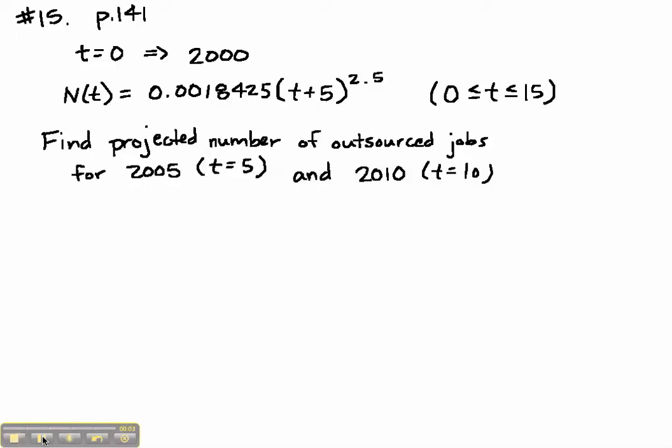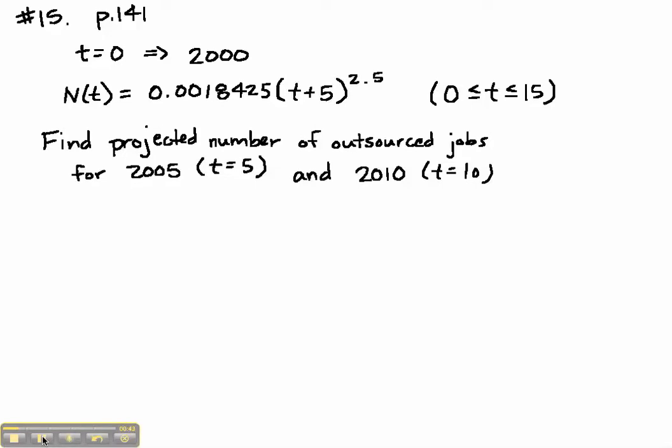We're looking at number 15 on page 141 in section 2.7. The problem reads, according to a study conducted in 2003, the total number of U.S. jobs in millions that are projected to leave the country by year T, where T equals 0 corresponds to the beginning of 2000, is N of T equals 0.0018425 times T plus 5 to the 2.5 power. And the question is, what was the projected number of outsourced jobs for 2005 and also for 2010?